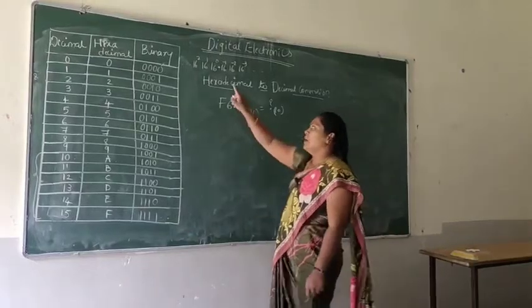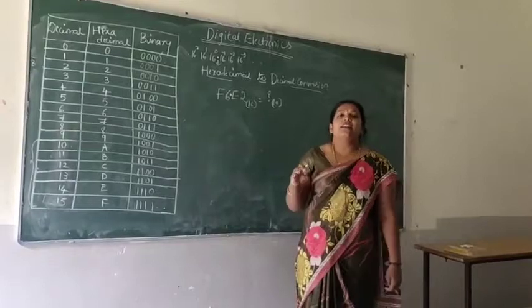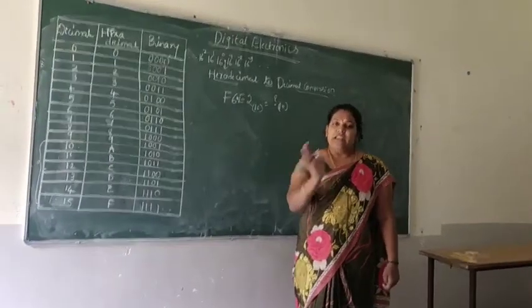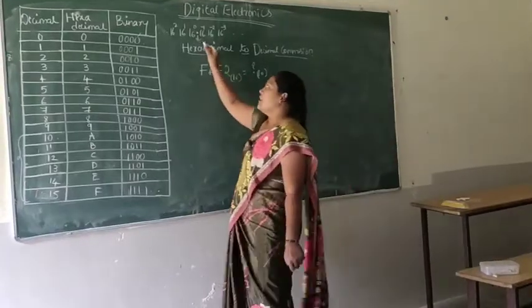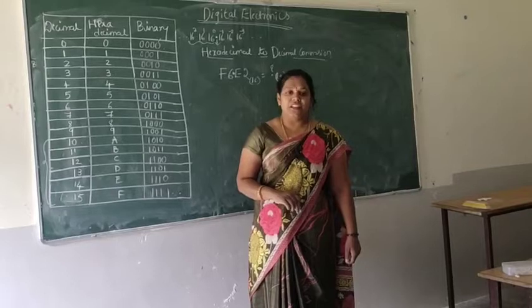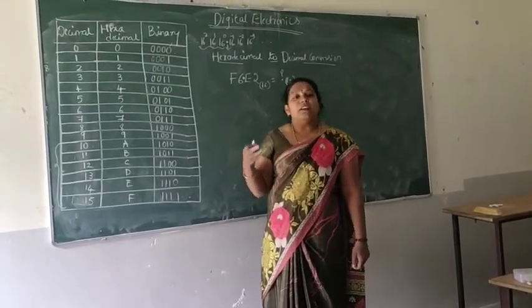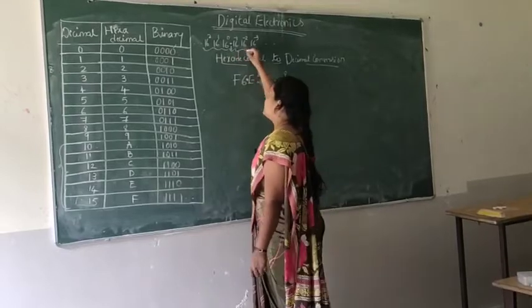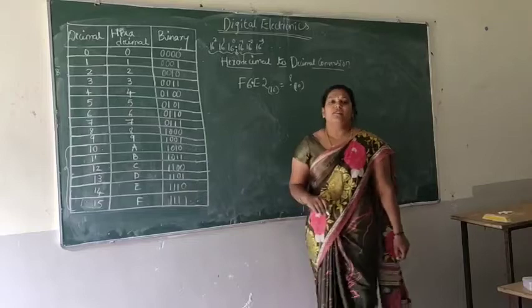Here, this point is the hexadecimal point. The hexadecimal point separates the integer part and the fraction part. Whatever comes on the left side of the hexadecimal point is the integer part. Whatever comes on the right side is the fraction part.